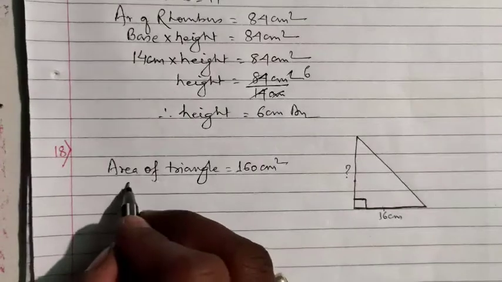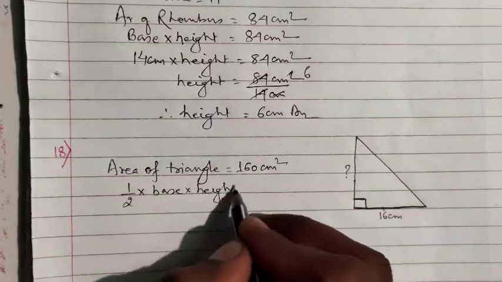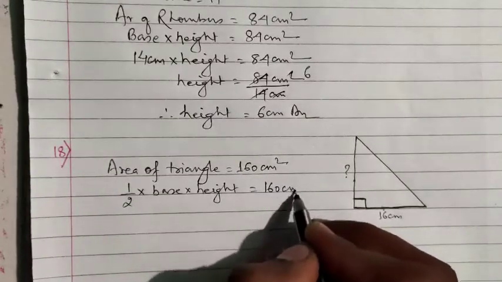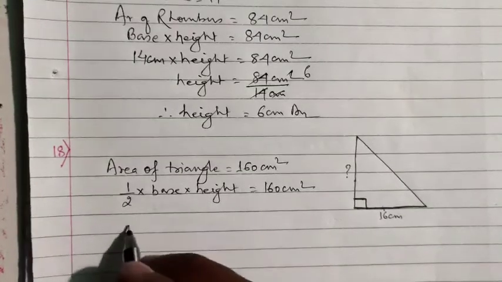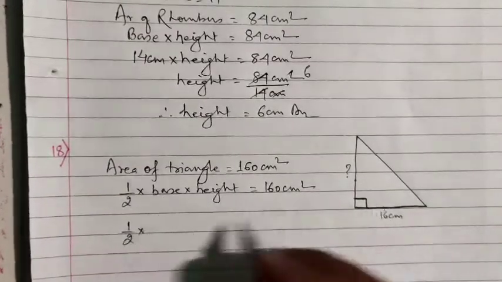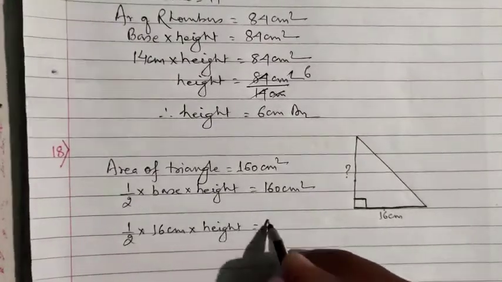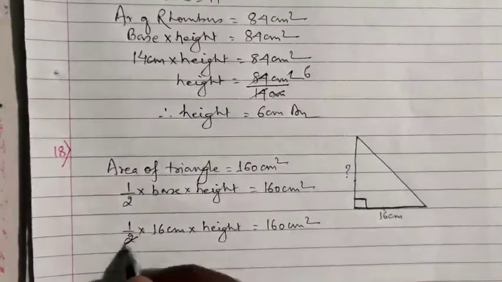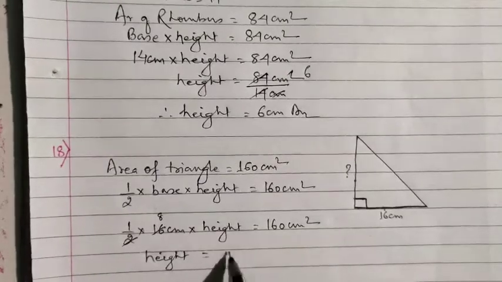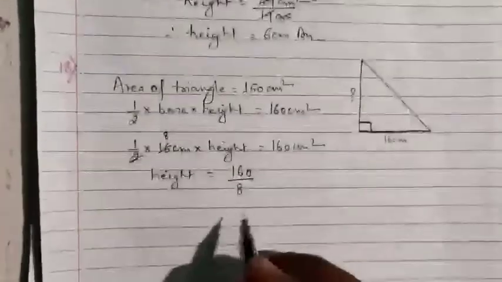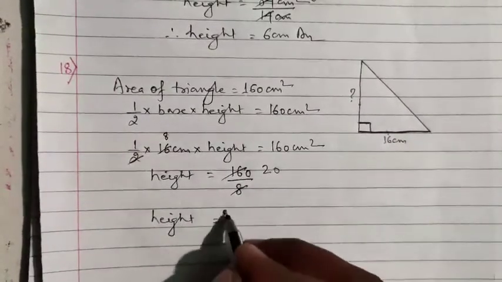Area of triangle, we have studied, the formula is half into base into height, and the value will be 160 centimeter square. Base and height are the two legs of the right angle triangle. Half into the value of base, we know 16 centimeter, into height is equal to 160 centimeter square. Half of 16 is 8. Height is equal to, this 8 is in multiplication, when it goes to that side, 160 by 8. Height is equal to, we will reduce it, 8 twos are 16, 0, 20 centimeter.